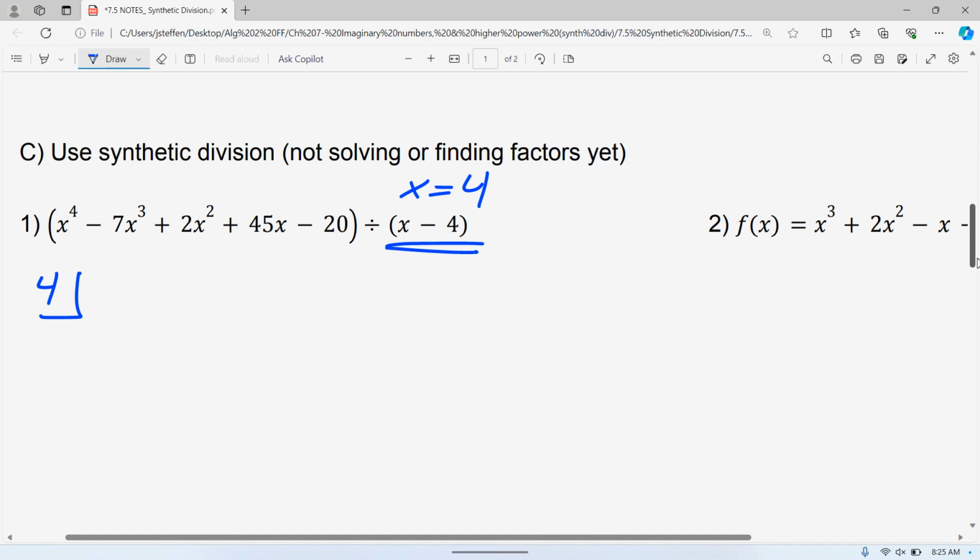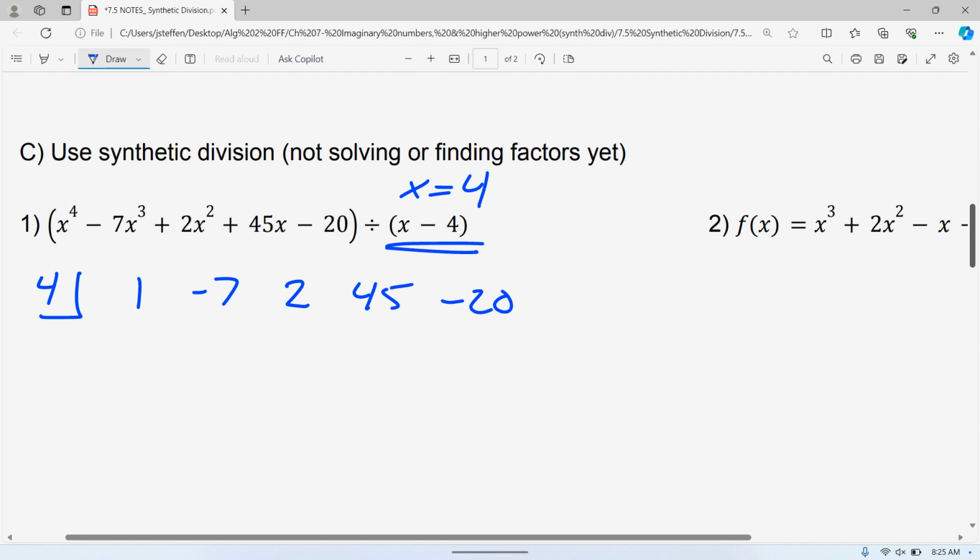We'll talk about that in a little bit, but in my opinion that's the only tricky part about synthetic division, making sure you realize, oh, they skipped a number, so I need to put a 0 in there as a placeholder. But we don't have that, so we have 1 for x to the 4. The next coefficient is -7. The next one's +2, 45, and -20.